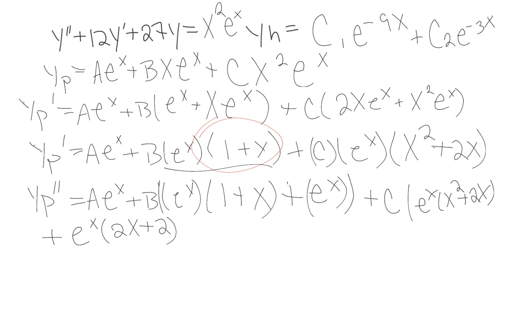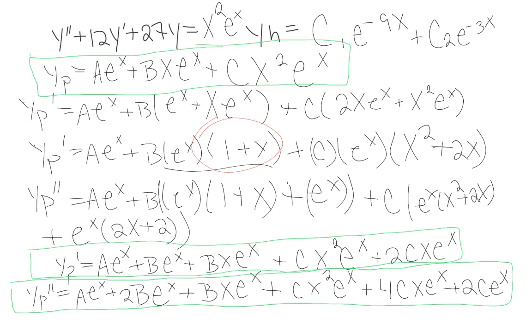plus c times the derivative, after evaluating with the product rule, of that e to the x times x squared plus 2x. The derivative of e to the x is e to the x, multiply that by x squared plus 2x, and you get e to the x times x squared plus 2x, and now take e to the x and multiply it by the derivative of x squared plus 2x, and you get e to the x times 2x plus 2. And so that's the full evaluation of the second derivative with the product rule.